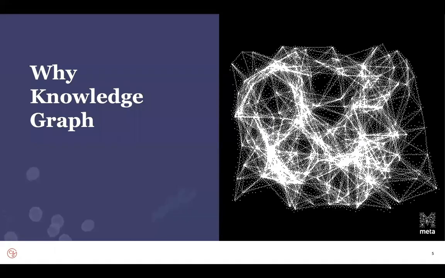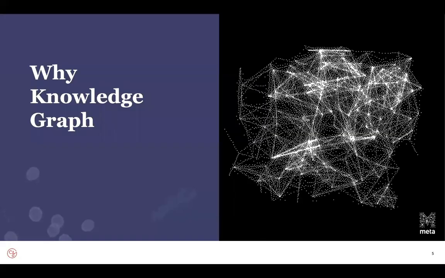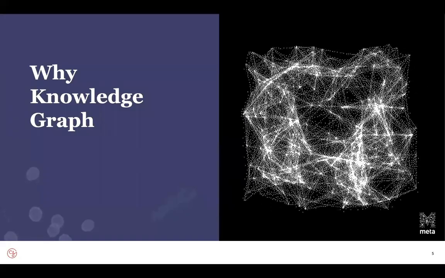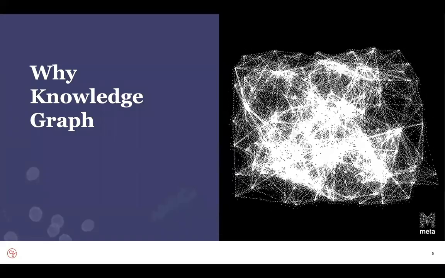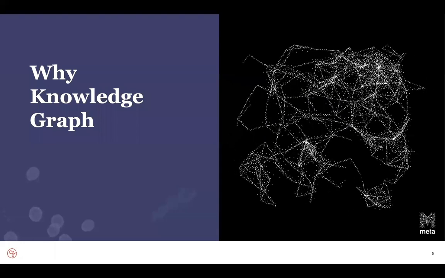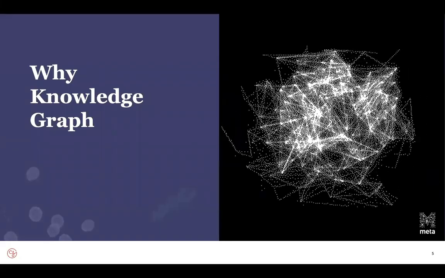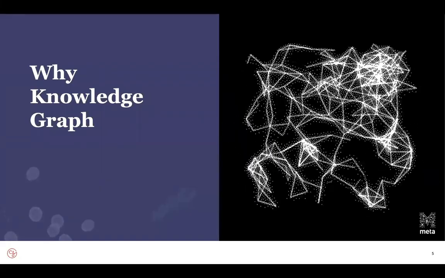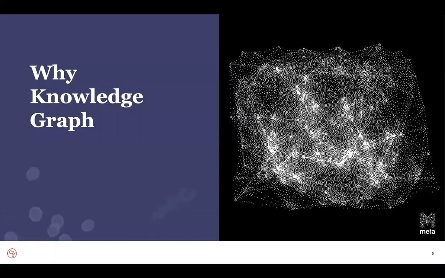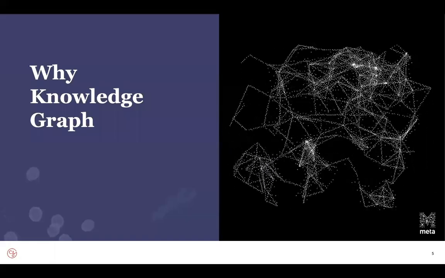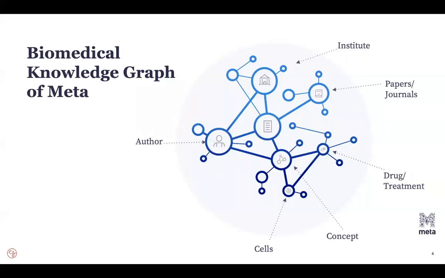All right, so why a knowledge graph? The information that you saw in the Meta application had papers, preprints, authors and different entities. So something like this needs an underneath data structure which allows traversing through different entities seamlessly. For that reason, we have created this biomedical knowledge graph. It consists of 5 core entities: authors, papers, journals, institutions, and concepts.